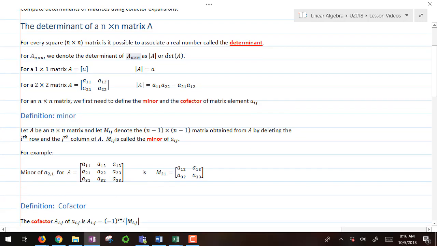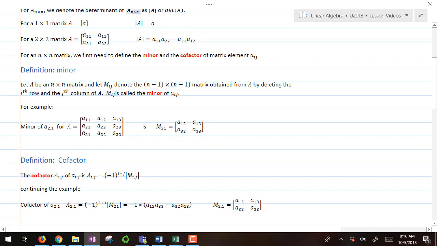And for the larger matrices, we're going to need to define the minors and the cofactors, because we're going to do cofactor expansion. If A is an n by n matrix, then Mij is an n minus 1 by n minus 1 matrix that we obtain by deleting the ith row and the jth column of A. We call that the minor. For example, to find the minor of A21, I eliminate the column and the row containing A21. And you'll see there's my minor, the 2 by 2 matrix that's left after I take out a row and a column.